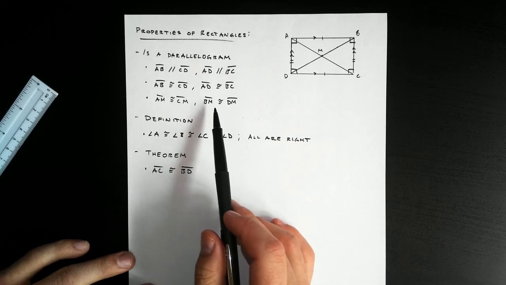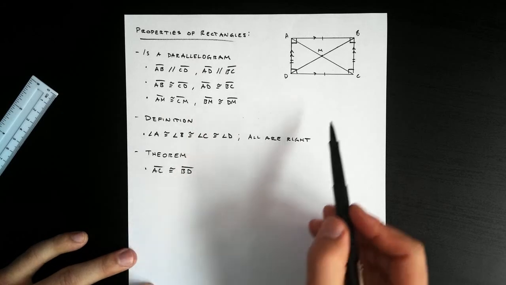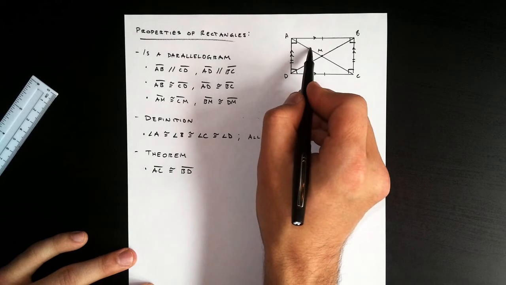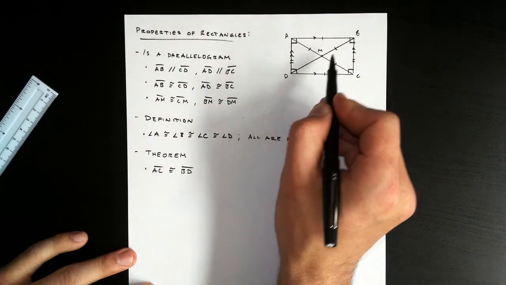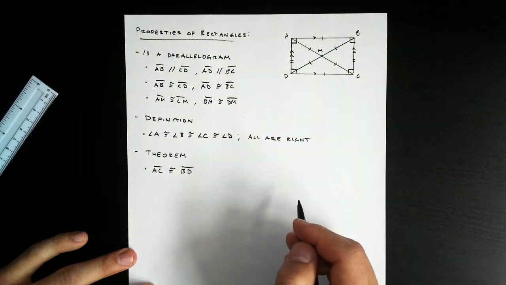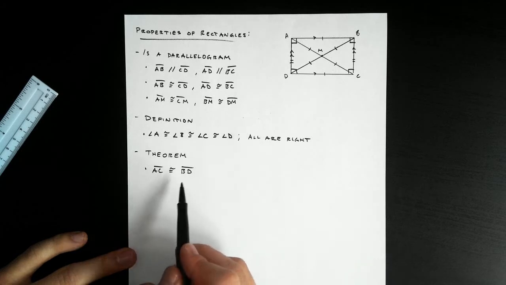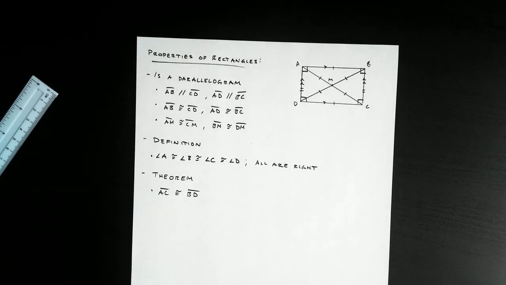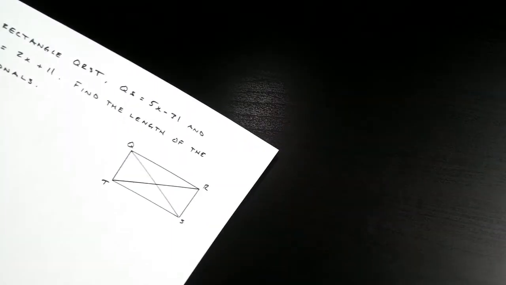Up here we also said that the diagonals bisect each other. So when we split this, that means that all 4 of these segments are actually the same. And this last property of rectangles, this is the one that I actually want to use for my example. So let's take a look at that.